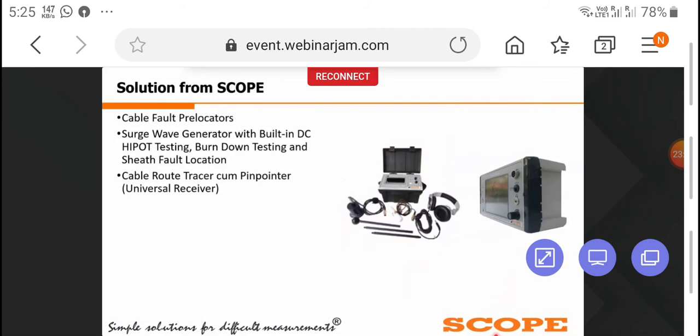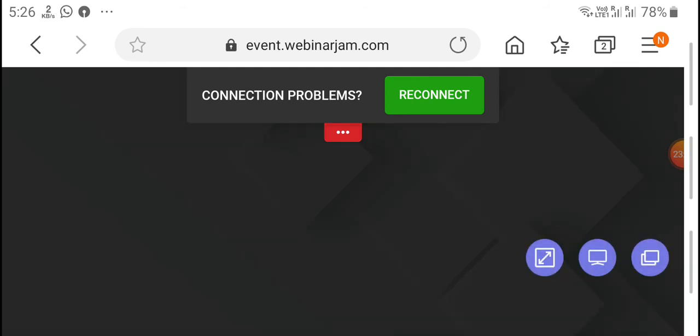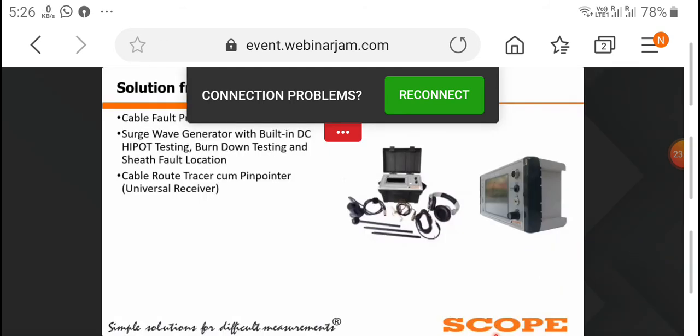These universal receivers are also equipped with the detection of live loaded cables, such as cables carrying the 50 hertz signal, minimizing the fault location time.